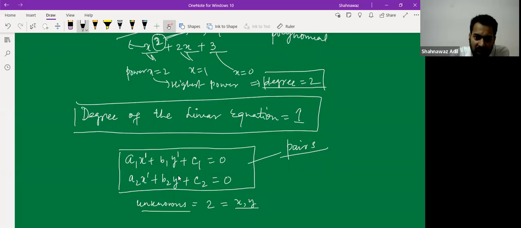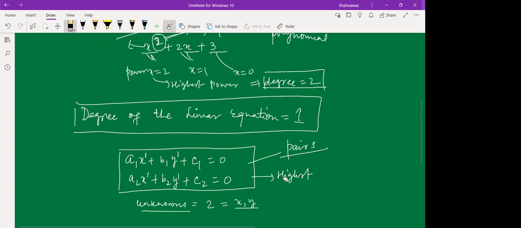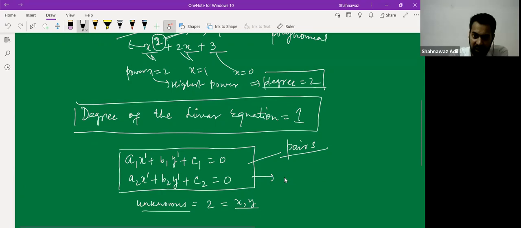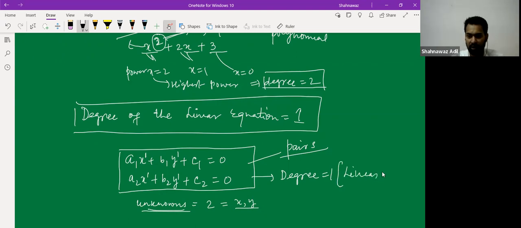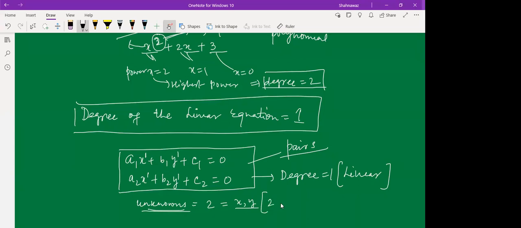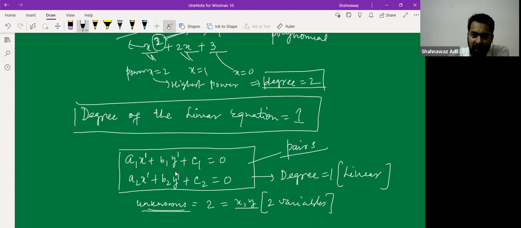And in here also you have 1, 1, and 0, right? So the highest power is what? Or you should say the degree. One. Yes, degree is 1. So degree is 1, unknowns are 2, and these are the pairs. So these are the pair of linear equations, linear, right? And 2 variables. So these are the pair of 2 linear equations in 2 variables, right?